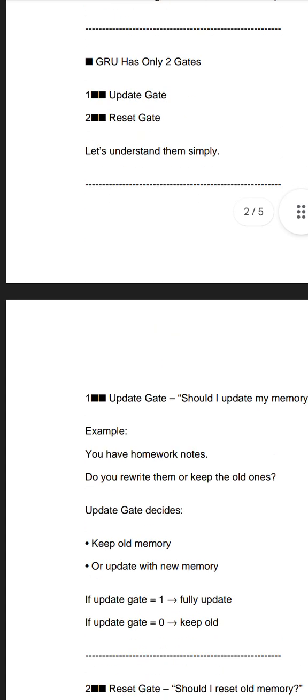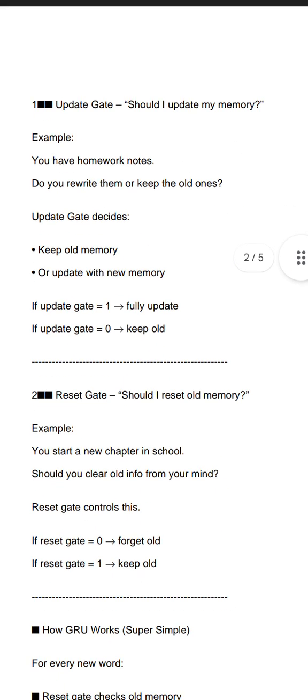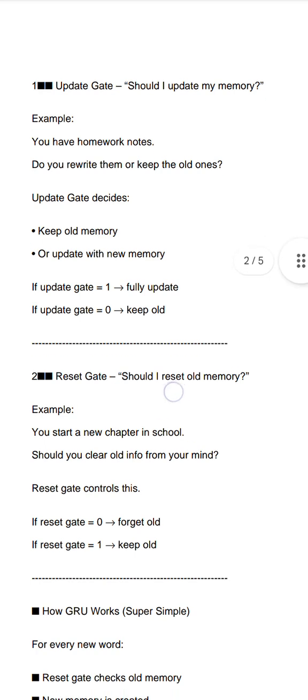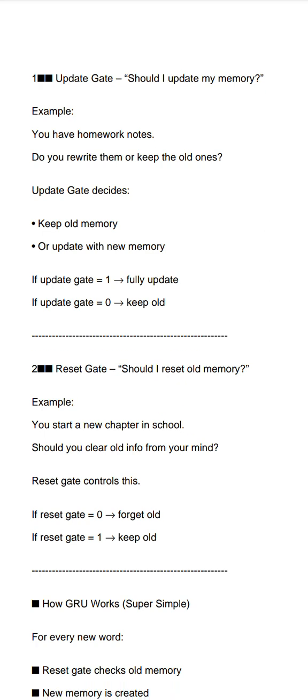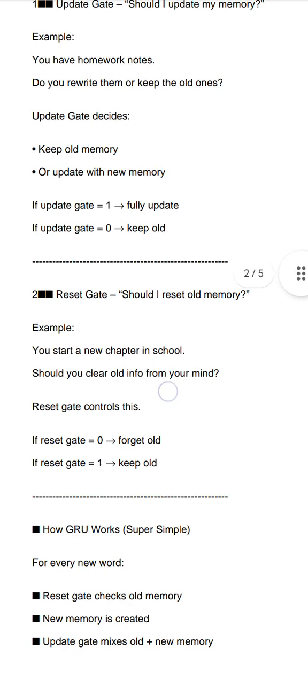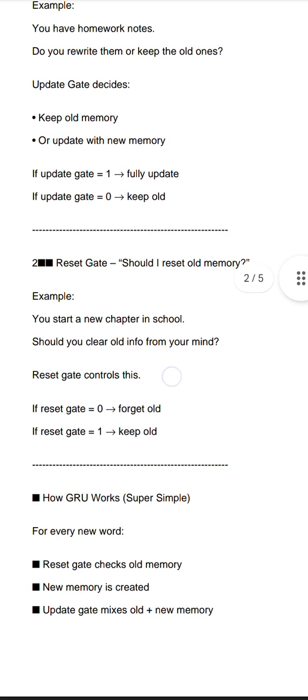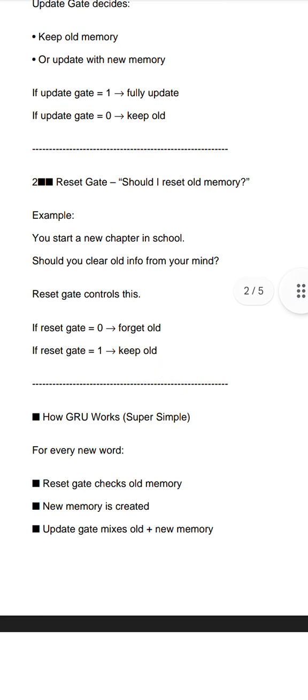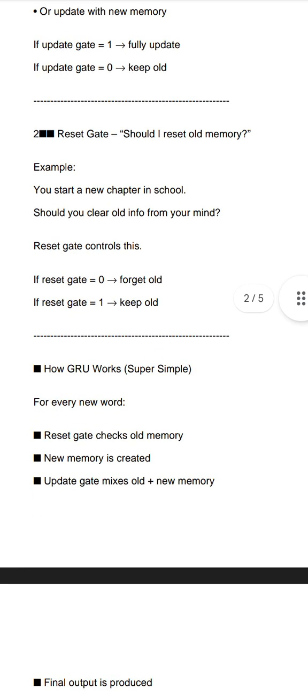Let's understand them simply. Update gate means: should I update my memory? You have a homework note. Do you rewrite it or keep the old one? Update gate decides whether to keep old memory or update with new memory. If update gate is 1, fully update. If update gate is 0, keep old.